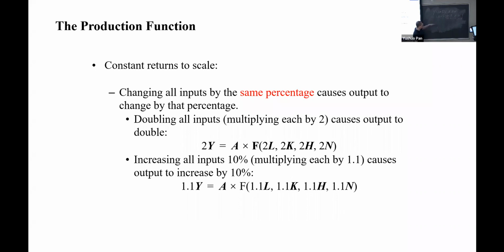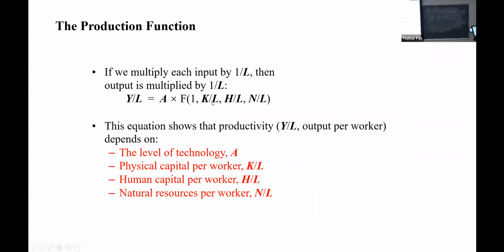If all of our inputs are divided by L, then because it's constant returns to scale, our output will also be divided by L, right? Decreased by the same amount. That's the definition of constant returns to scale. So in this case, if we divide all inputs by L, then our output is multiplied by 1 over L, which means that this term, L over L, will equal 1 here.